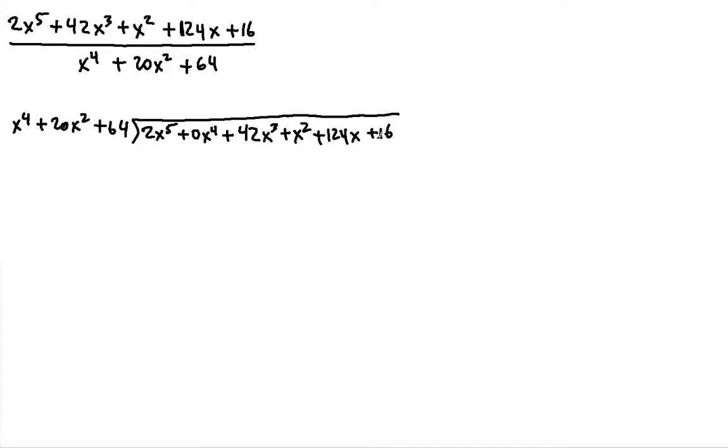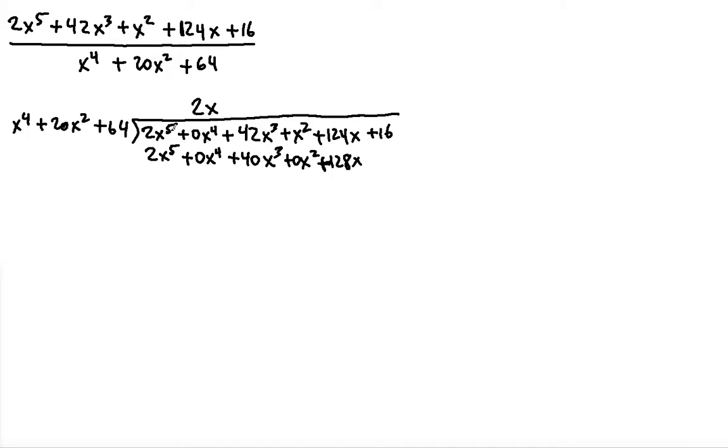Okay, so now we bring the first term, we divide it by the x to the fourth, we get 2x. Now we multiply this back. We already have the first term, 2x times x to the fourth. Notice there's no x to the fourth in the divisor either, right? So we just put 0x to the fourth. Now 2x times 20x squared is going to be 40x to the third. Okay? Now there's no x squared, so we're just going to put 0x squared. So plus 0x squared. Now 64 times 2 is 128, so 128x.